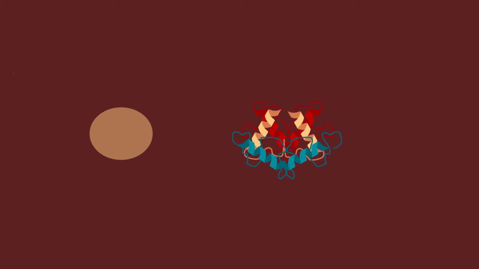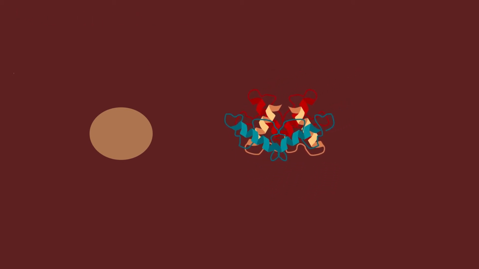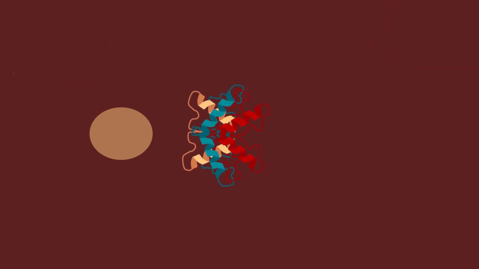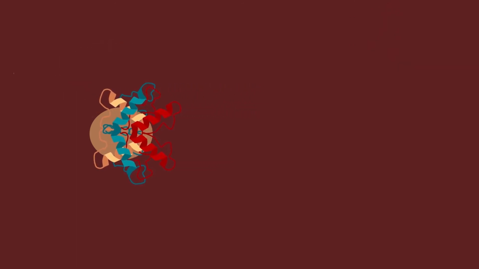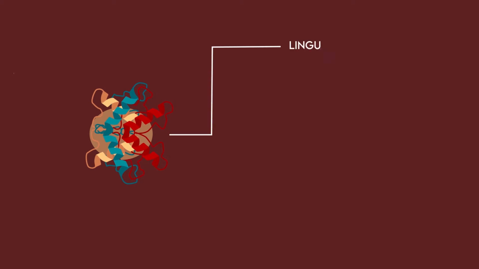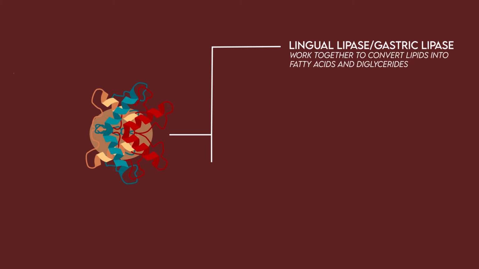Upon entering the acidic environment of the stomach, salivary amylase is denatured and deactivated. However, a new set of enzymes begin to function in chemical digestion. Lingual lipase, activated by the acidic environment, and gastric lipase, secreted by chief cells in the stomach, work together to begin to digest lipids into fatty acids and diglycerides. Pepsinogen is activated by hydrochloric acid to become pepsin, which then begins to digest proteins into peptides.